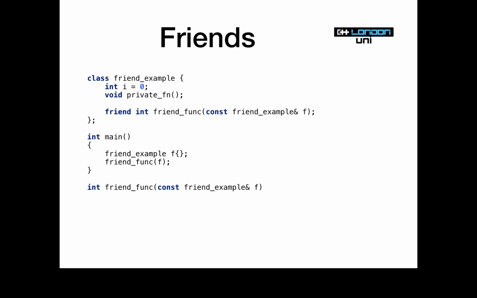And now we have the definition of friendfunc. It's just a standalone function, as we've seen many, many times in the past in the course. It's a function that takes a const reference to a friend example, and it returns an int. And inside the body of this function, I am allowed to call f.private function, because even though it's private, I've said this function is special and it is allowed to call private things. And it is allowed to access f.i. This is allowed only because I've declared that this function is a friend of mine.